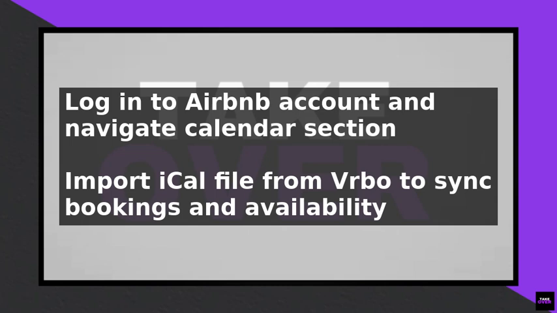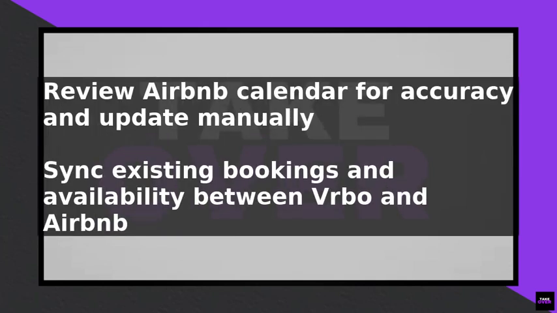Next, log into your Airbnb account and navigate to your listings calendar section. Look for the import option, which is usually represented by an icon or a link that says Import Calendar. Click on this option and select the iCal file you downloaded from Vrbo. Airbnb will then import your Vrbo calendar, syncing your bookings and availability across both platforms. Make sure to review your calendar on Airbnb to ensure that everything is accurate and up to date.